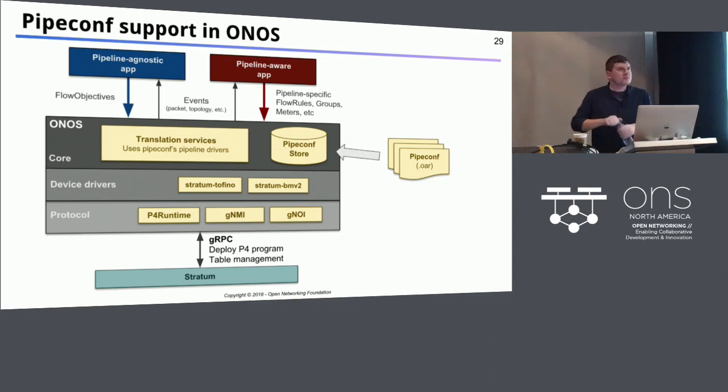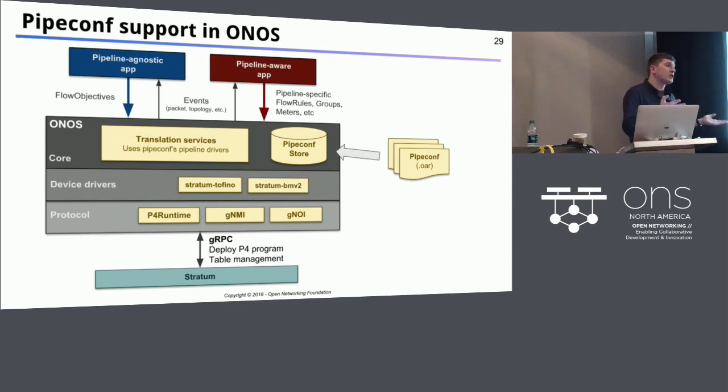Great question. The question is, why do we need an API like the flow objective to abstract the pipeline when we can use P4 to actually abstract the pipeline and not have ONOS care about that? I have a slide about this, and the reason is simple. It's because ONOS was created before P4 was created, so we faced this problem of creating applications that could be portable on top of different devices.